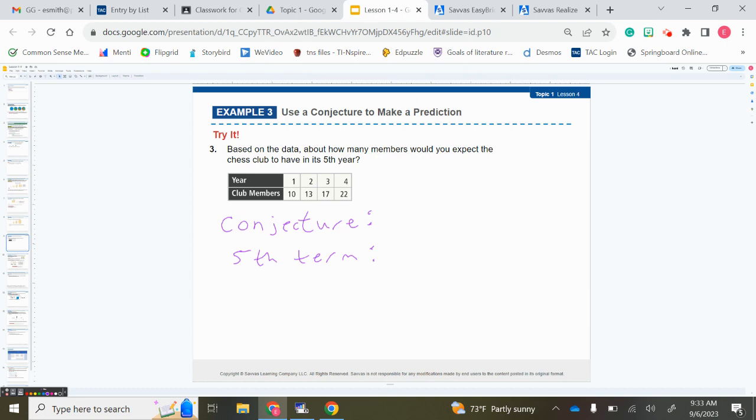All right, who can tell me what is the conjecture? Go ahead. Each year one more person is added to the people that join. So like the first year 3 people joined, then 4, then 5. So it's the term number plus how many? 1. So we're adding n plus 1 to each year. So there's our conjecture. What about that 5th term? How many are we going to have? Go ahead. 28. Perfect. Questions on that?